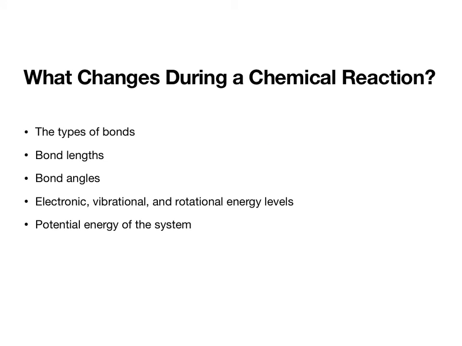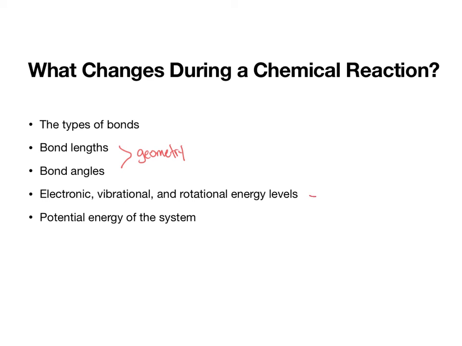Okay, so during a chemical reaction, we've covered that the bonds change, but what else changes? Turns out lots of things change. So number one, the type of bonds, bond lengths, bond angles. So this is the geometry of our molecules involved, the electronic, vibrational, and rotational energy levels. So this is that sort of statistical mechanics. And remember that statistical mechanics, or that partition function, that Q, led us to all of the thermodynamic properties that we were talking about with expansions and compressions and phase changes.